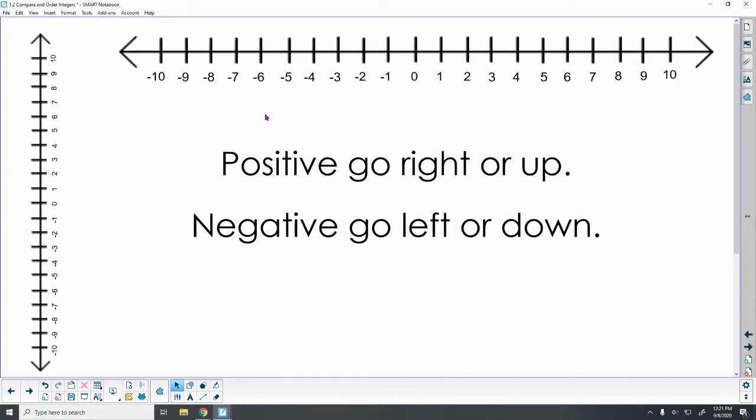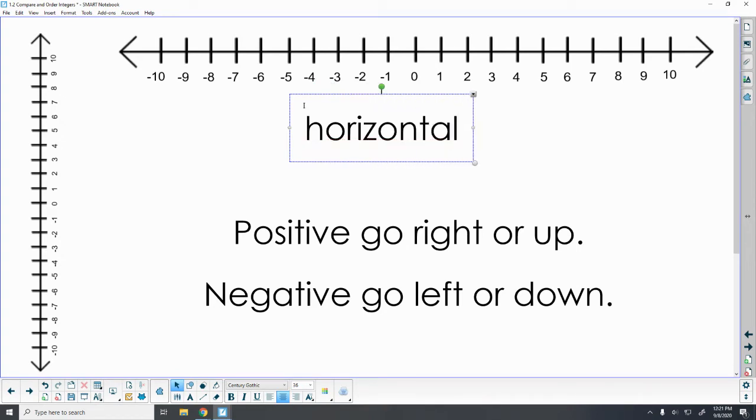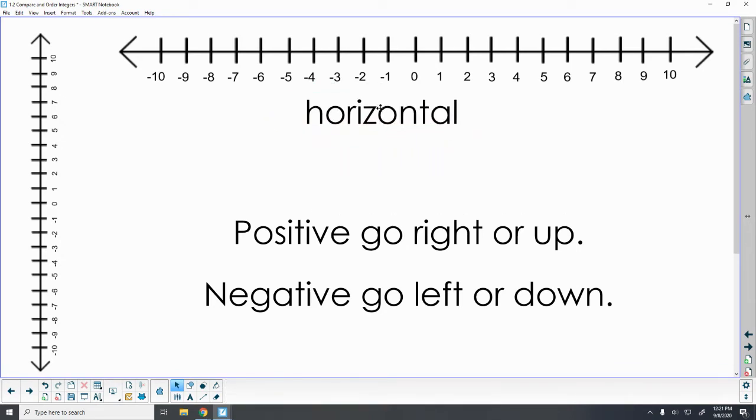Something else to remember is that we can use two different types of number lines. We can use horizontal number lines. These are the number lines we see most often when we're using math, number lines that go left to right. They go across like a horizon.